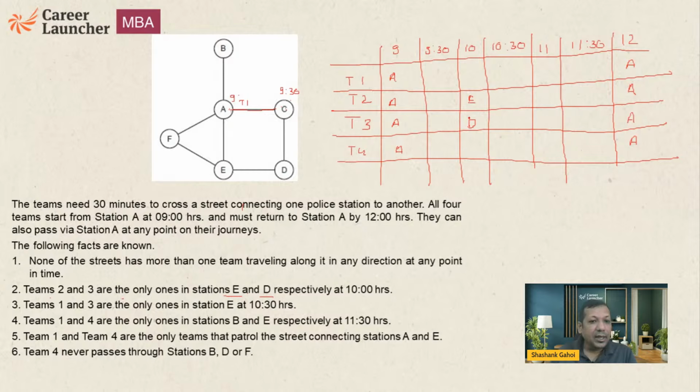Team 1 and 3 are the only teams at station E at 10:30. Okay, so at 10:30, 1 and 3. Now, team 3 is at A at 9 o'clock. At 10 o'clock, it has reached D, and at 10:30, it has reached E.